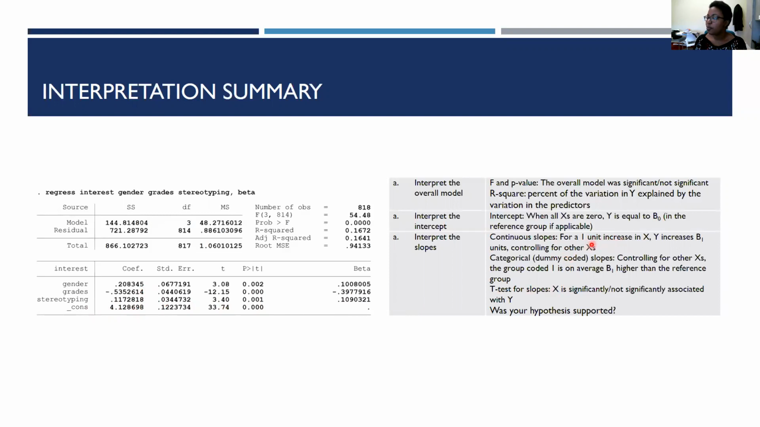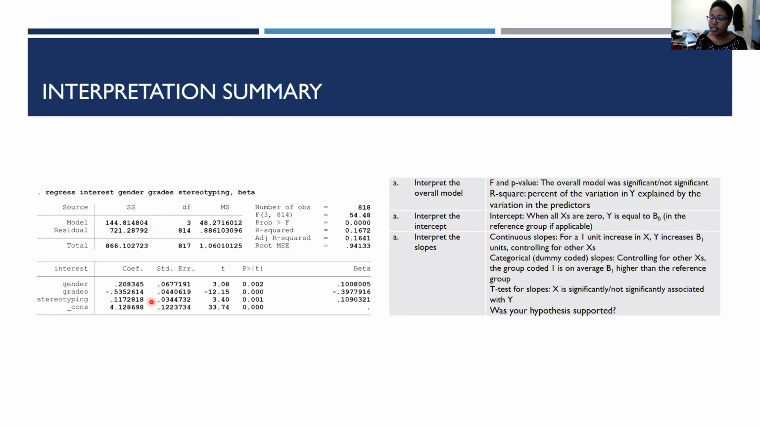Now, for interpreting our slopes, remember for our continuous slopes, for a 1 unit increase in x, y increases beta 1 units, controlling for the other x's. So which ones of these are continuous, right? Grades and stereotyping. So for grades, we would interpret this as a 1 unit increase in grades is associated with a 0.54 decrease in interest, right? So that's interesting. We're seeing that students who get higher grades are actually less interested in school. I don't know, maybe they're bored, maybe they find things too exciting there. And this is controlling for the other x's.